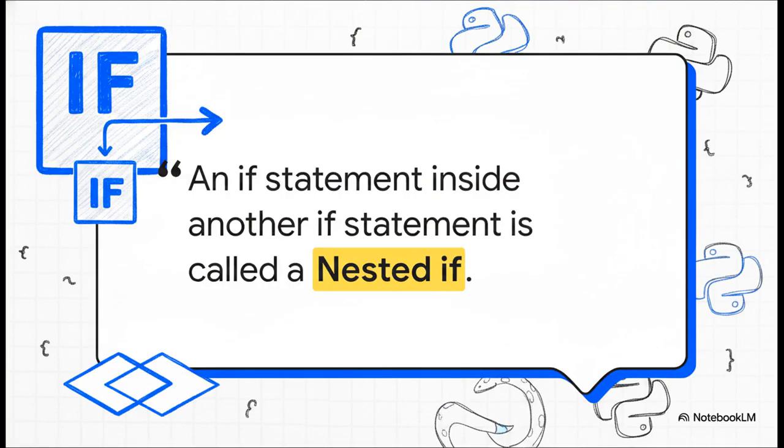Sometimes a decision requires a sub-decision. Like, if this first thing is true, okay, now let me check a second condition. This is precisely when we nest an if statement securely inside another one. The source material captures it perfectly. An if statement inside another if statement is called a nested if. They are incredibly useful when you have multiple dependent conditions that need to be verified.